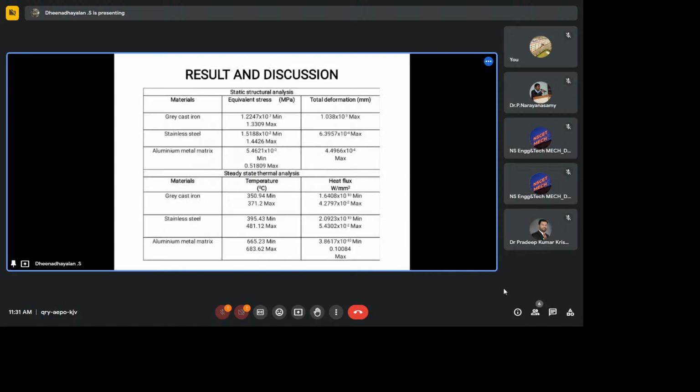Finally, the results: gray cast iron equivalent stress 1.2247 times 10 to the power minus 2 max. Total deformation 1.038 times 10 to the power minus 3 max. Aluminum metal matrix 5.4 and total deformation 4.4. So the aluminum metal matrix is better than gray cast iron as the chosen material.